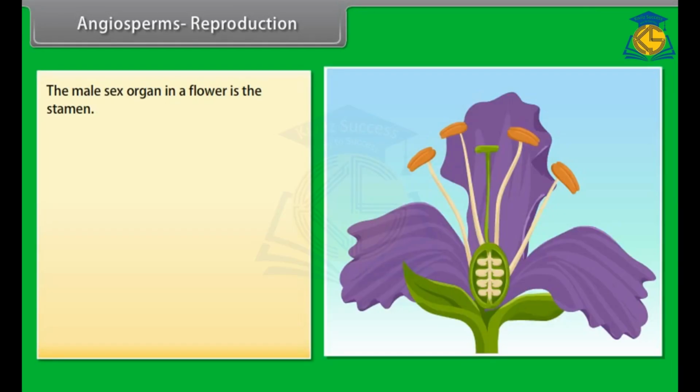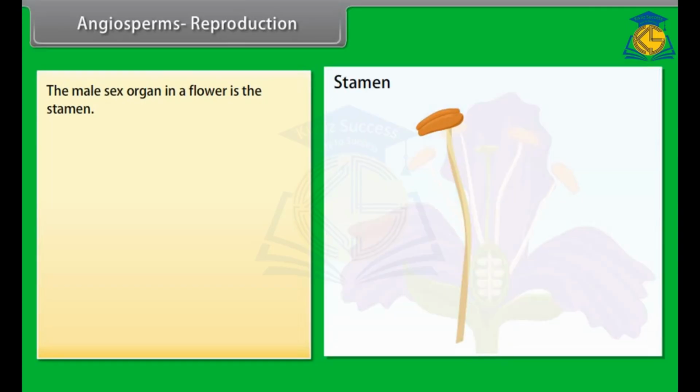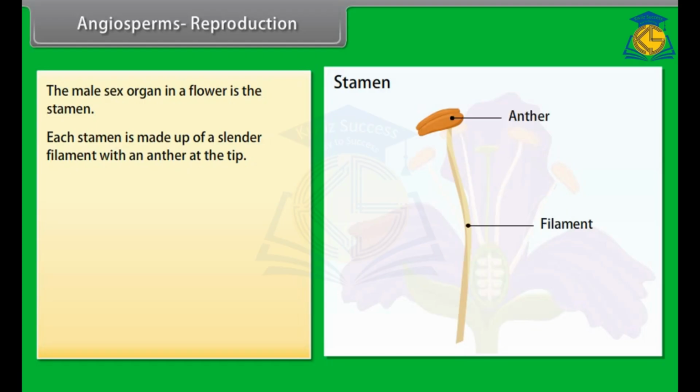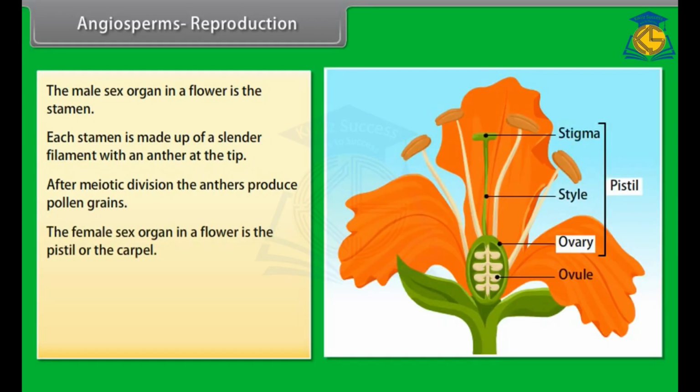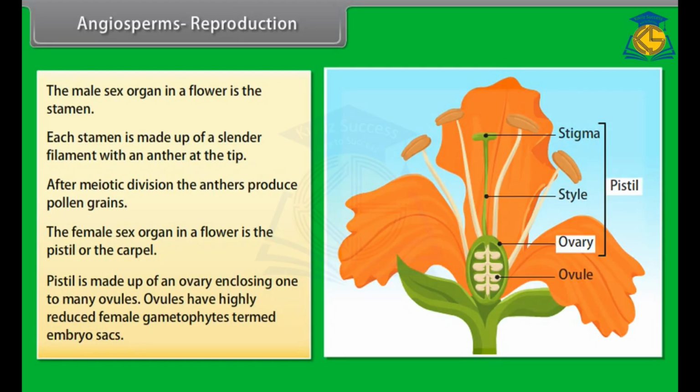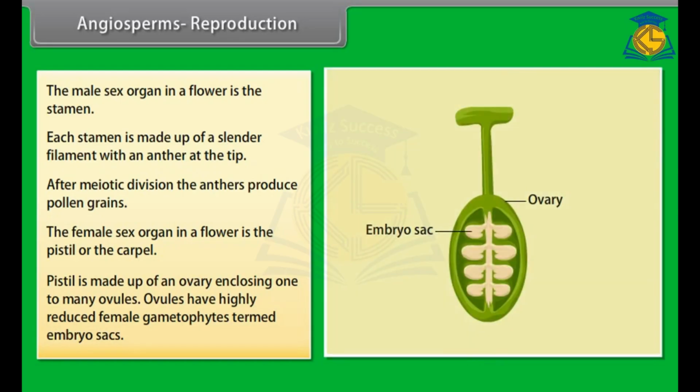The male sex organ in a flower is the stamen. Each stamen is made up of a slender filament with an anther at the tip. After meiotic division, the anthers produce pollen grains. The female sex organ in a flower is the pistil or the carpel. Pistil is made up of an ovary enclosing one to many ovules.